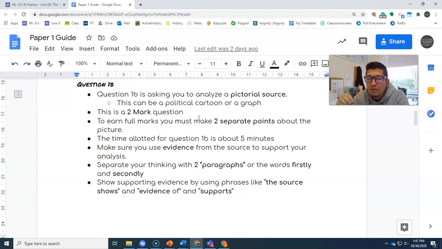You're going to use key phrases like the source shows, evidence of this is, or this is supported by the source because. Those are the key words used in this answer. You should have 2 separate paragraphs. When I say paragraph, I'm not talking about 4 or 5 sentences. One section should start with firstly and talk about one thing from the source, and then another section talks about another thing from the source. That's questions 1A and 1B.